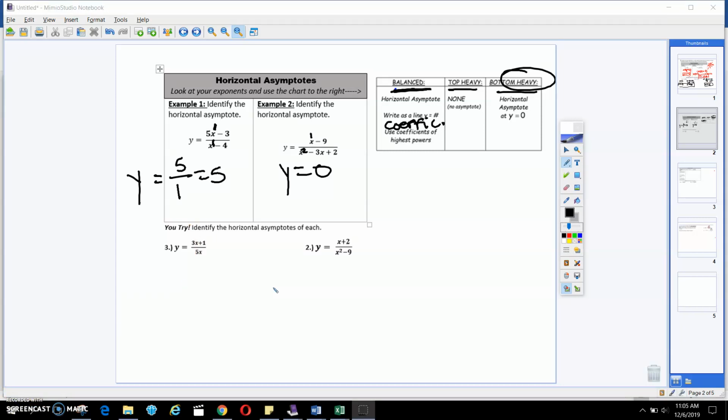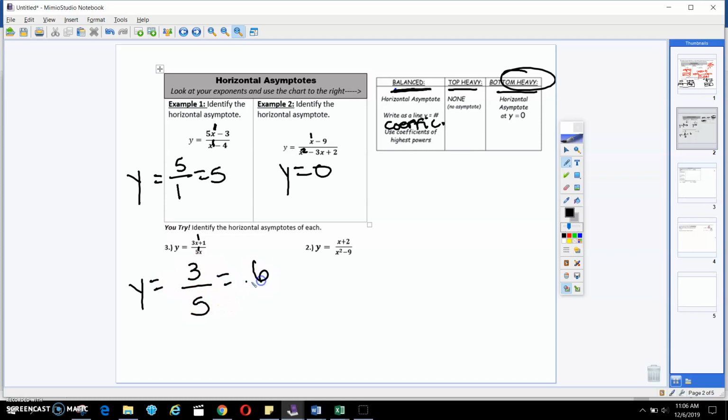We are using those three rules, okay? So our exponents are the same, so that means that they're balanced. That means that we're going to use the coefficients out front. So that's going to be 3 over 5. So y is going to equal 3 over 5.